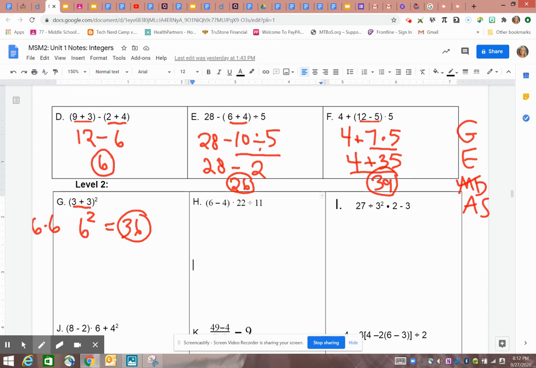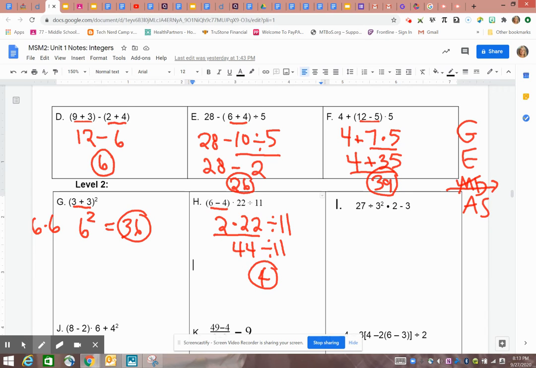Letter H. Here I've got subtraction, multiplying, dividing, but because of the parentheses, we have to start with the 6 minus 4, which is a 2. So I've got 2 times 22 divided by 11. Now here I've got multiplying and dividing, but the rule is we have to go from left to right. So with multiplying, that's where I'm going to start. So I've got 44 divided by 11 falls to that level. 44 divided by 11 is 4.